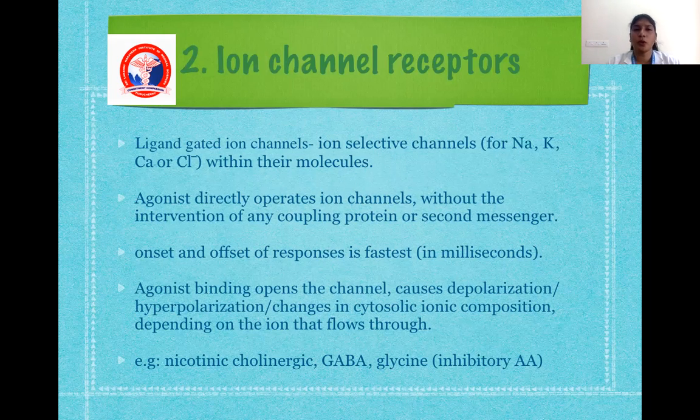Okay. The onset and offset of the response of ion channel receptors are within milliseconds. So the agonist which goes and binds and opens the channel, what happens? It causes depolarization or hyperpolarization, which changes the cytosolic ion composition, depending on the ion flowing through the channels. Examples of ion channel receptors are nicotinic receptors, GABA receptor, and glycine inhibitory amino acid receptors. Okay, these are all the ion channel receptors.